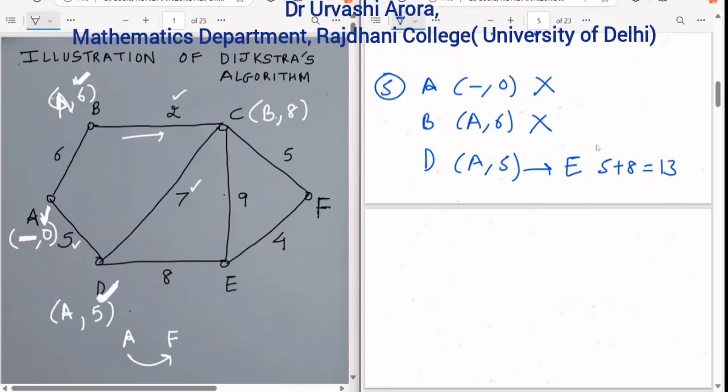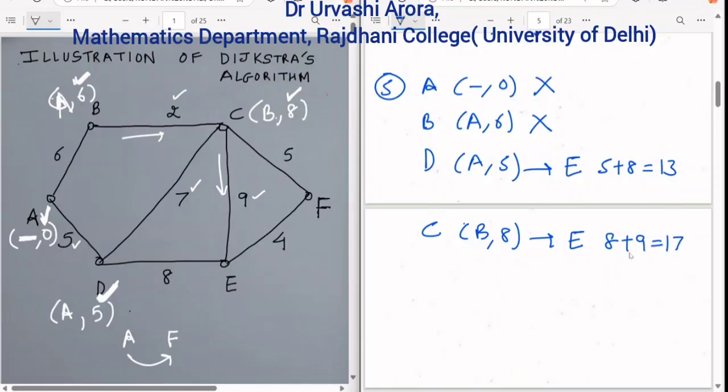And then coming to C, which has again received a label which is B, 8, and finding out all the neighboring vertices of C which have not received a label. C has neighbor B, but B has already received a label. C has neighbor D, but D has received a label. C has neighbor E, and E has not received a label. So if you travel from C to E, the distance traveled till E will be the distance traveled so far, which is 8 plus 9. This will be 8 plus 9, which is 17.